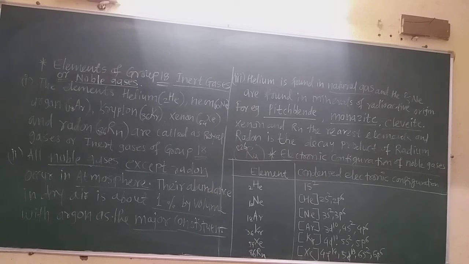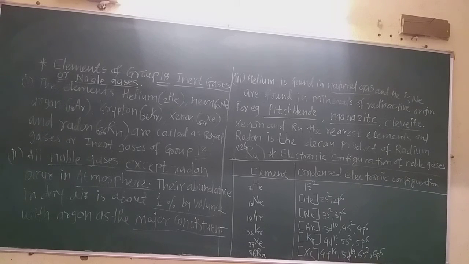neon having atomic number 10, argon having atomic number 18, krypton having atomic number 36, xenon having atomic number 54, and radon having atomic number 86. Remember the atomic numbers of all these noble gases.